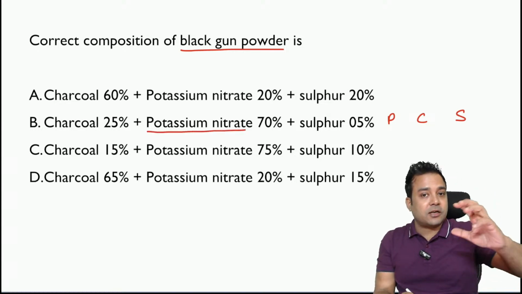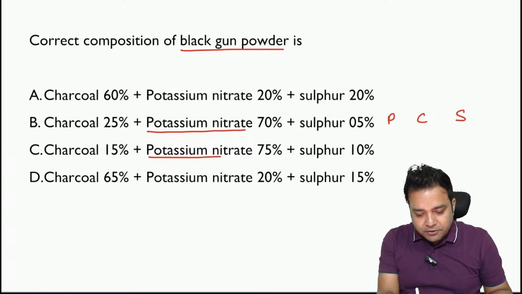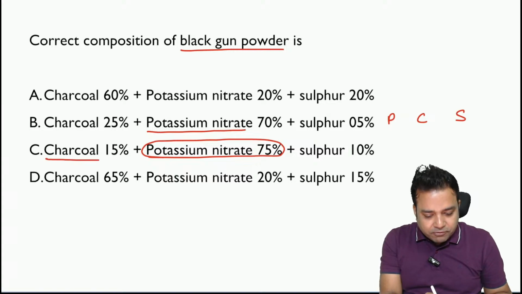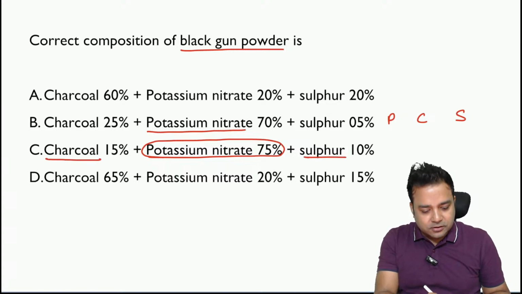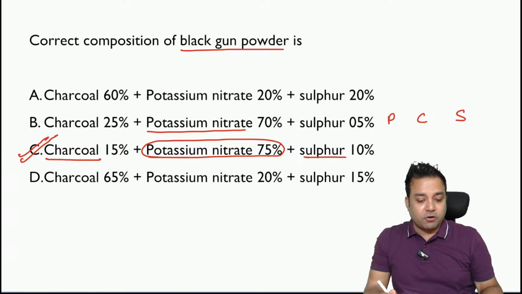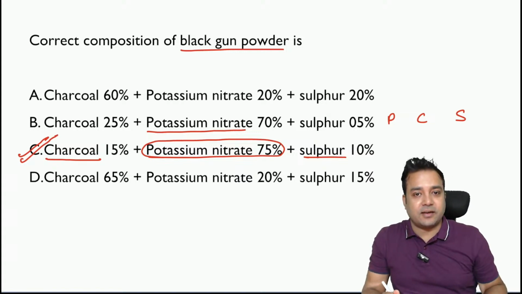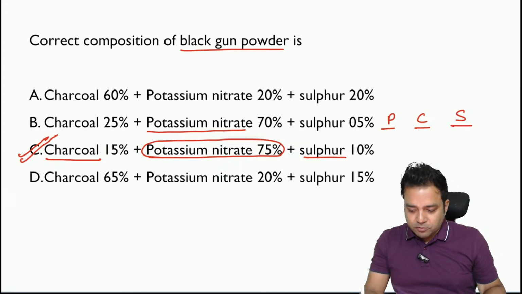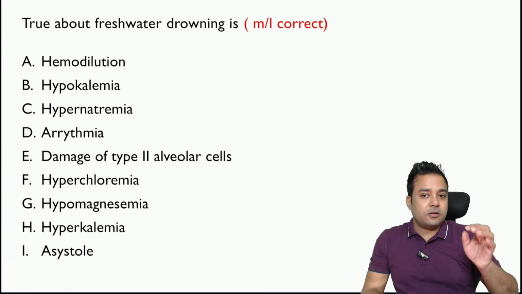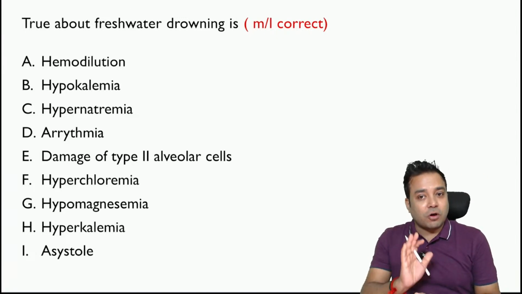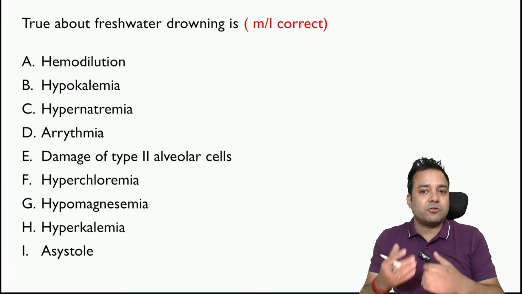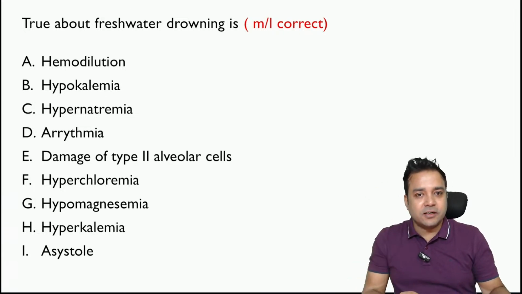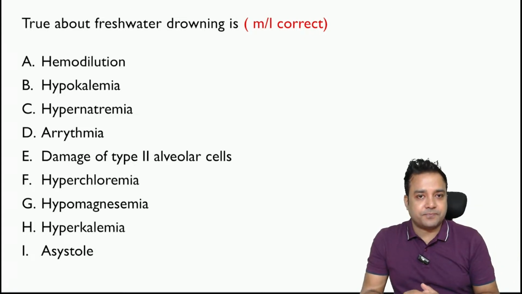So see which will have the highest percentage. Potassium nitrate 75%. Then comes charcoal, has more alphabets, 15%. Sulfur 10%. Correct answer is option C, not B. C is the correct answer. So PCS in the form of 75, 15 and 10% makes your black gunpowder. Solve this, solve it calmly. This will increase your confidence. I have made some twist in the original question so that the whole topic gets revised.